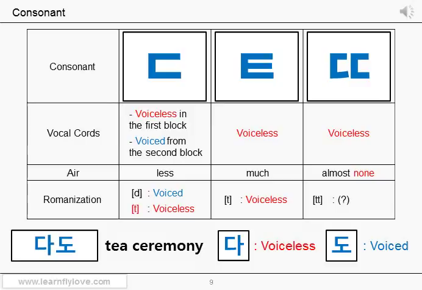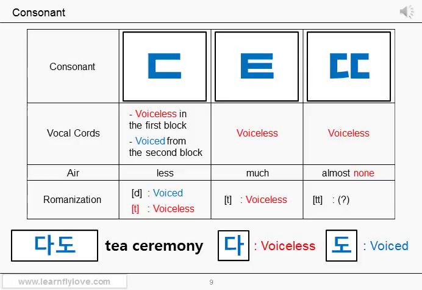The same thing happens to these three consonants. The first consonant is D. D. And the second consonant is T. T. And the third consonant is D. D. We told you that the first consonant D sounds like the English alphabet D because we don't have a choice. But Hangul D consonant and English D sound are not same actually.